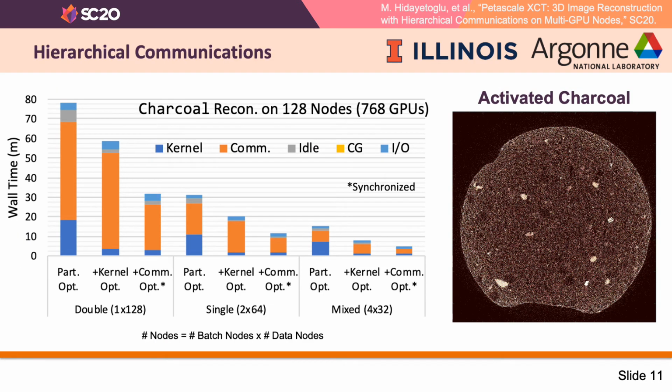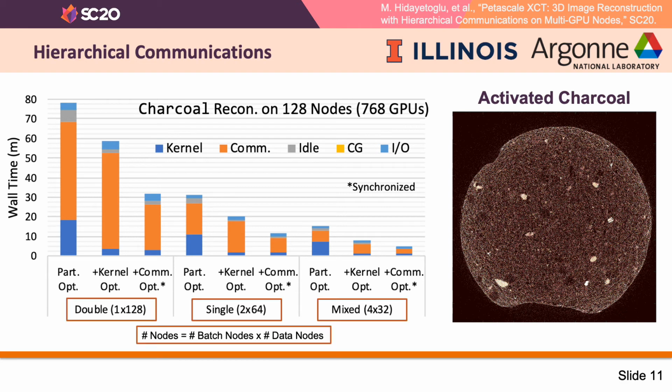This brings us to our most important and novel optimization, and the main theme of this work, the hierarchical communications. The plot shows the breakdown of end-to-end reconstruction times for the large charcoal dataset. We timed reconstructions with double, single, and mixed precisions within 128 nodes. Since lower precision yields a smaller memory footprint, it is easier to fit the problem into a smaller number of nodes. At this point, we unemploy data parallelization and replace it with batch parallelization to minimize communications.